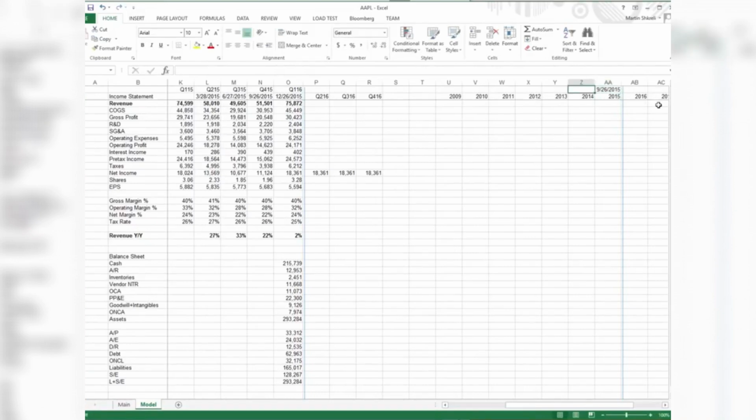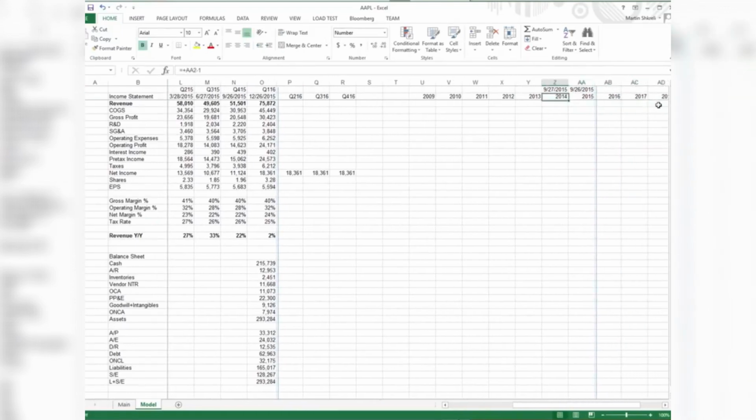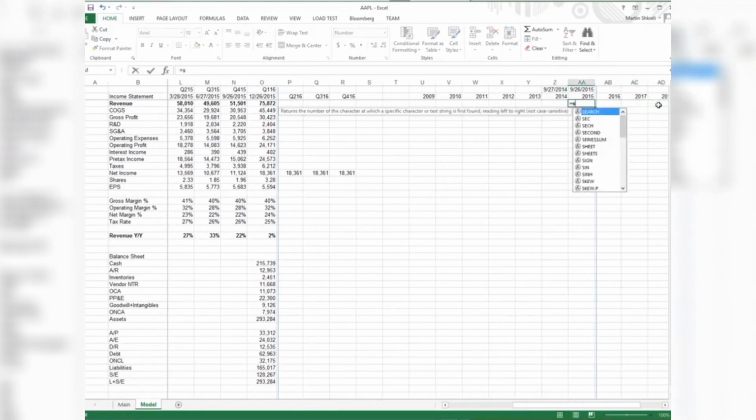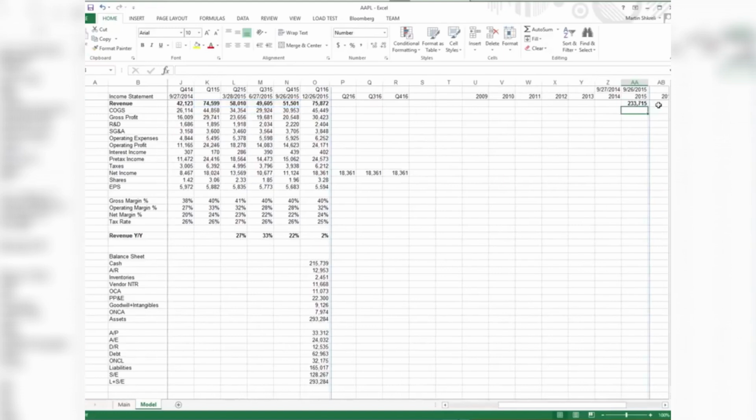So Apple has this wonderful policy of having these kind of offbeat fiscal years, like the government's fiscal year, right? It ends in a different period. So the way we're going to tally these is going to be kind of interesting. We'll do equals sum, and we can see that Apple generated $233 billion of revenue in fiscal 15.